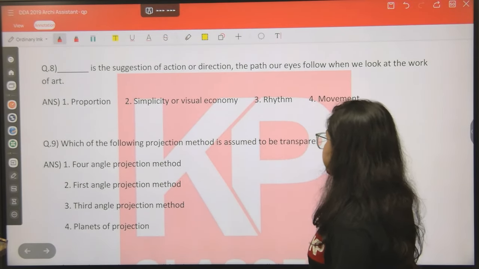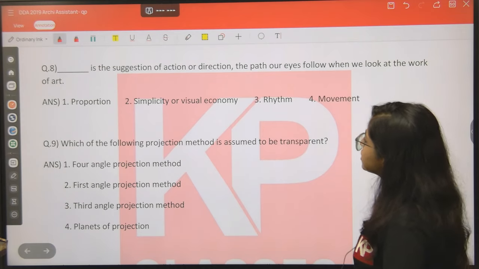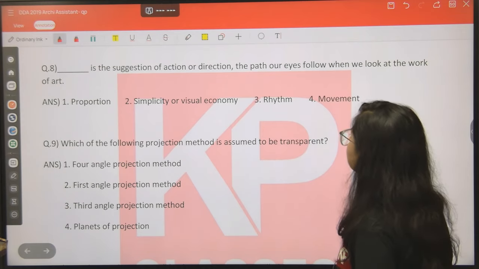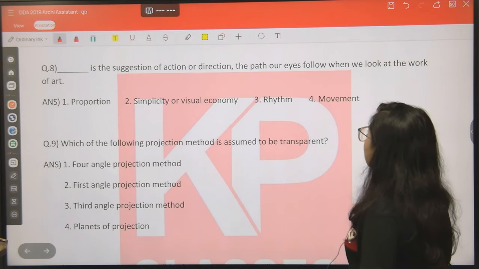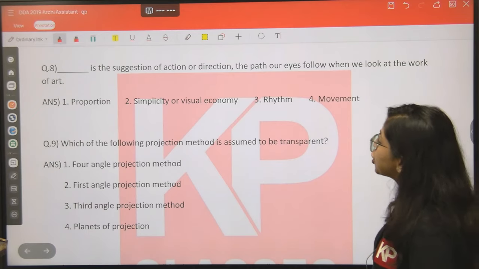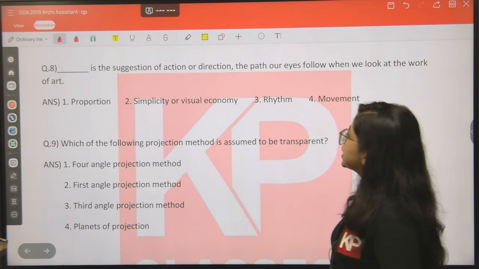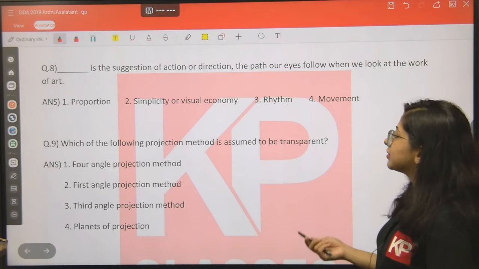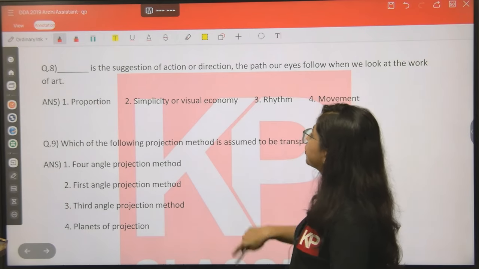Then we have question number 8. Dash is the suggestion of action or direction. The path our eyes follow when we look at the work of art. Okay. So basically, something is a suggestion of action or direction.